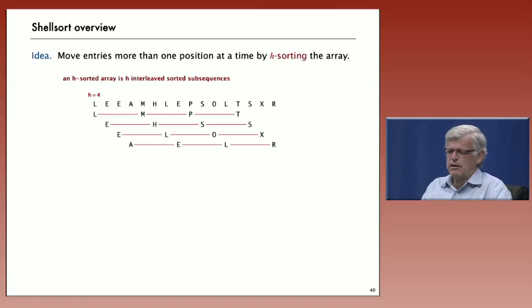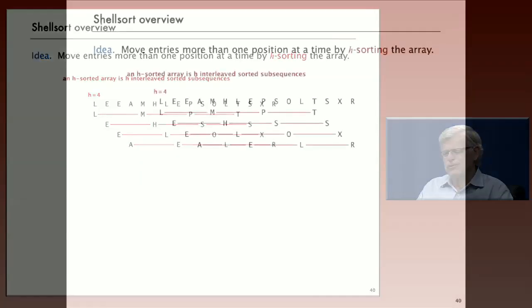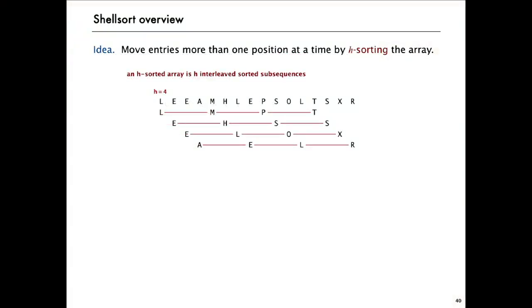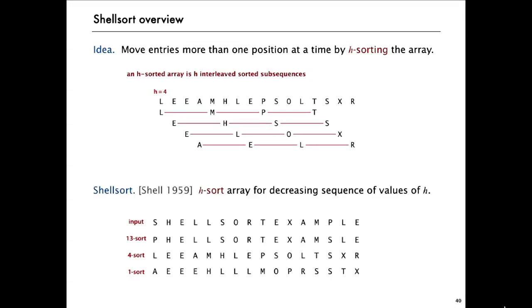And the way we're going to do it is called H-sorting the array. So an H-sorted array is H different interleaved sorted subsequences. So in this case, with H equals 4, if we start at L and look at every fourth element, M, P, T, then it's sorted. If we start in the second place at E and look at every fourth element, it's sorted. So this is 4 interleaved sequences. That's a 4-sorted array. And what we're going to do is implement a sorting method that H-sorts for decreasing sequences of values of H.